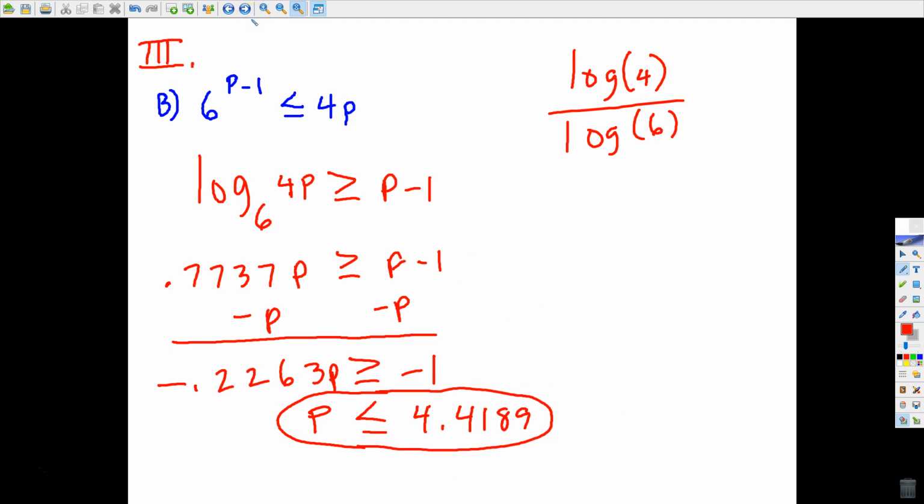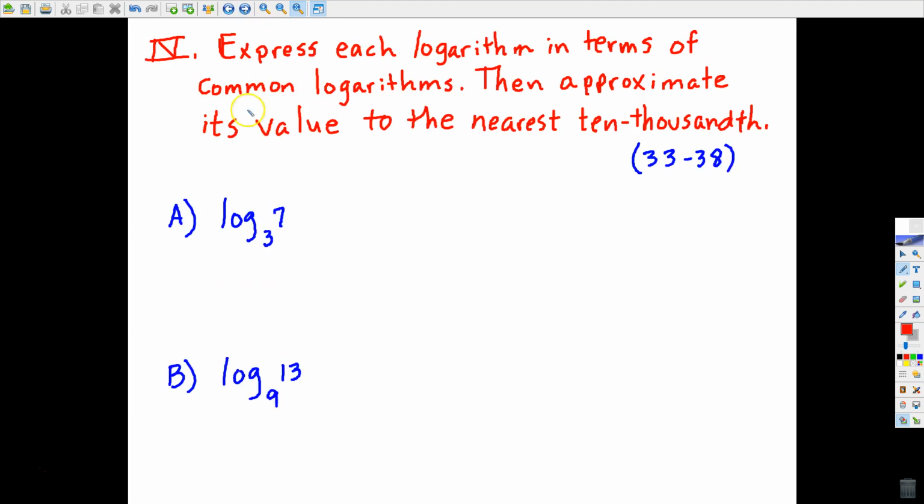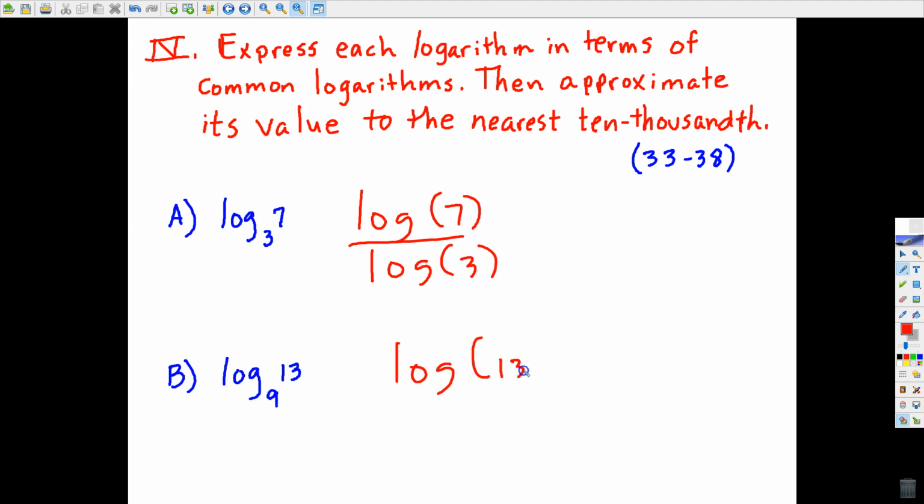Real fast, just hang with me for 1 minute, and I will do this on the video, but when you get to these problems, this is really just an exercise of the change of base formula again. So for letter A, you're going to do log 7 divided by log 3. And you're going to let the calculator crank out a decimal and you round it, and that's your answer. So you're just practicing the change of base formula once again. All right. Here it's log 13 divided by log 9.